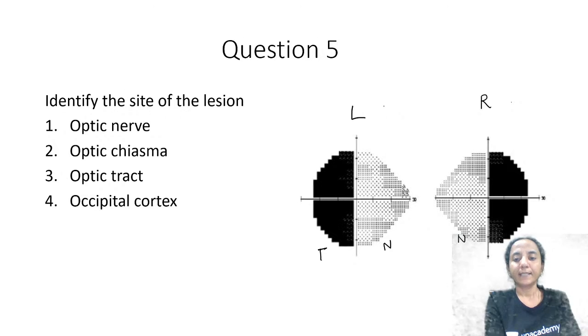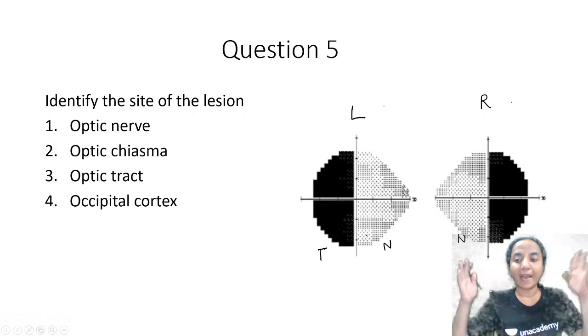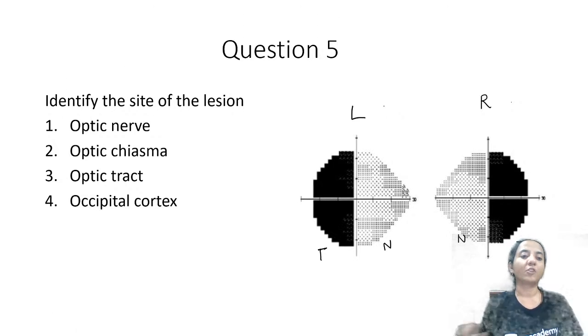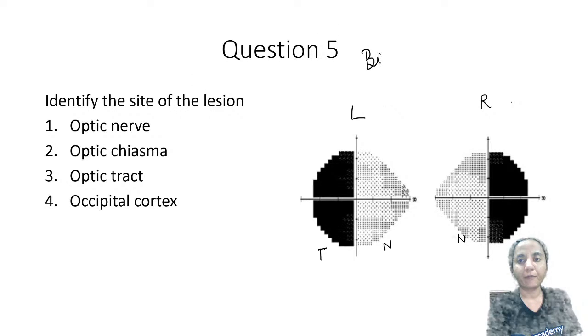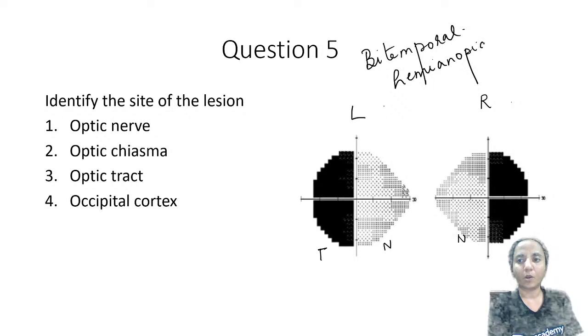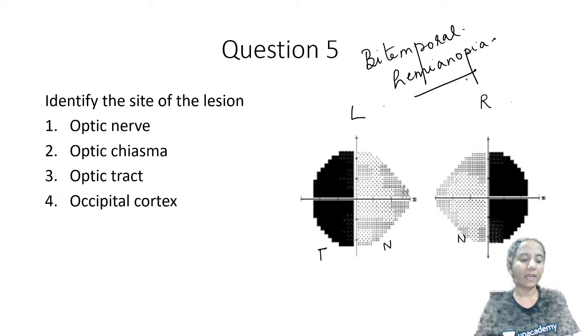So what is this? The temporal fields of both the eyes have been blacked out, which means that the patient has lost his temporal field of vision. So what is this field defect called? This is called bitemporal hemianopia. So the temporal field of both the eyes is lost. This is called bitemporal hemianopia.